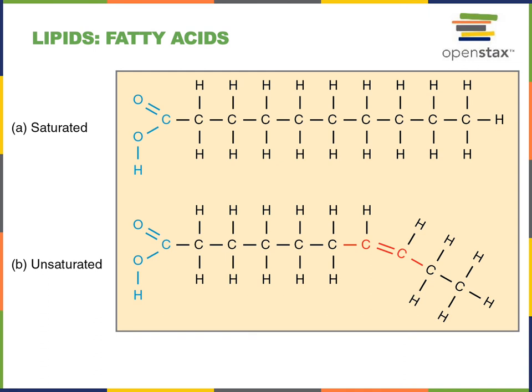The double bonds affect the melting point of the fatty acids because double bonds make the chemical structure more rigid. These fatty acids won't be able to lie next to each other and form a solid as easily. Therefore, unsaturated fat tends to be liquid at room temperature or have a lower melting point. So saturated fat has a higher melting point than unsaturated fat, and typically saturated fat is solid at room temperature.